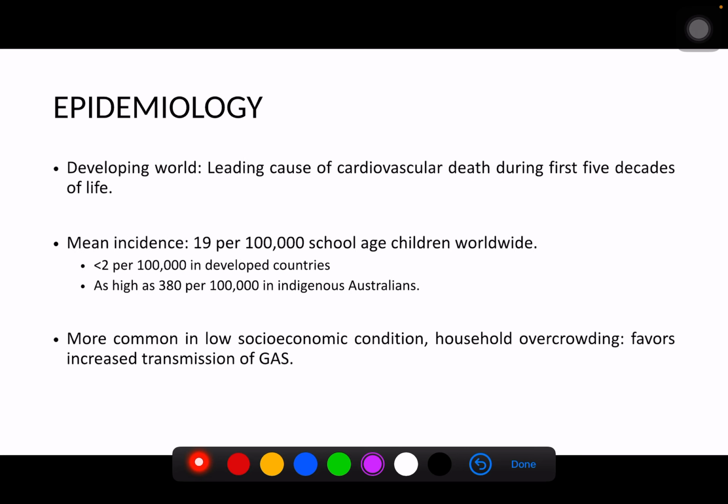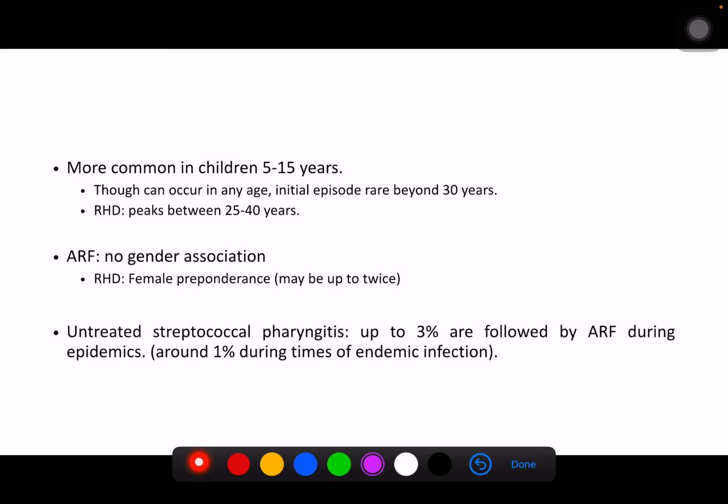Rheumatic heart disease is often asked in your medicine exam. It's often asked in your pediatrics exam, so you have to be thorough with it. It's usually common where there is more crowding, overcrowded areas, low socioeconomic status, which favors disease transmission of group A streptococcus. It is more common in children 5 to 15 years, though it can occur at any age.